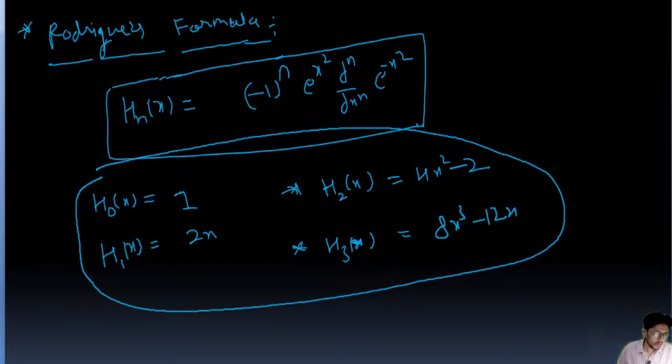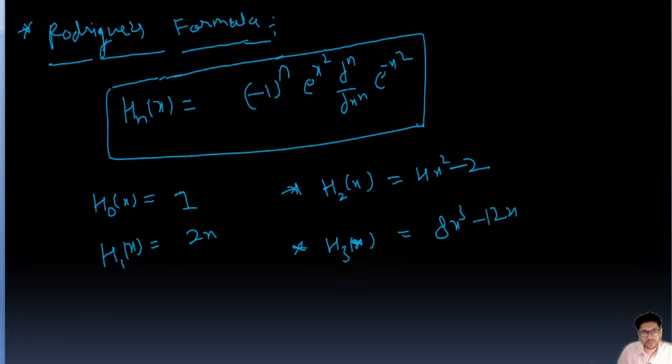There is a property of Hermite polynomials: Hn(-x) is equal to (-1)^n Hn(x). It is a very important property. So if we are given Hn(-x), we can easily convert it to Hn(x). Hn(-x) is (-1)^n Hn(x).